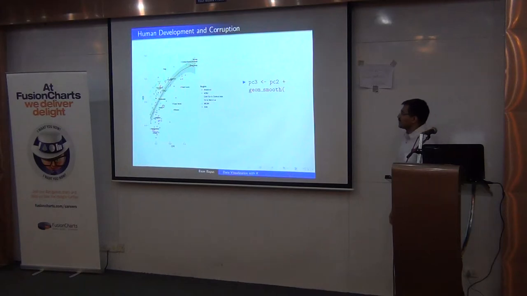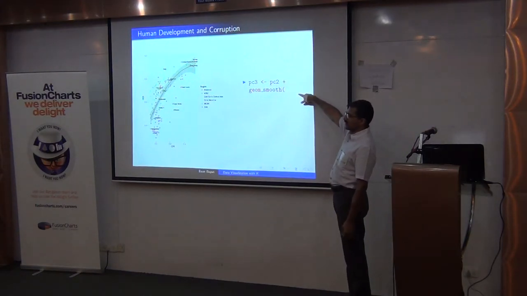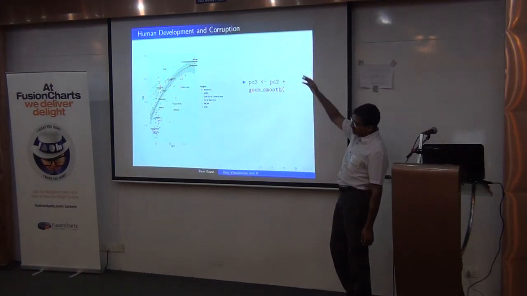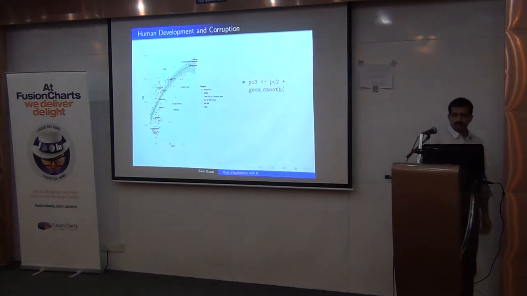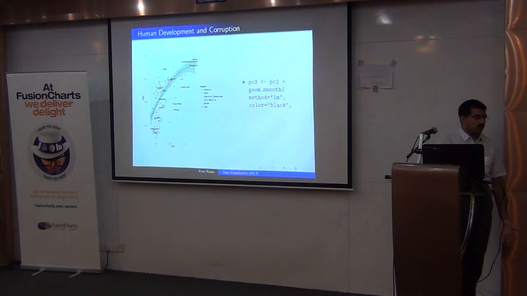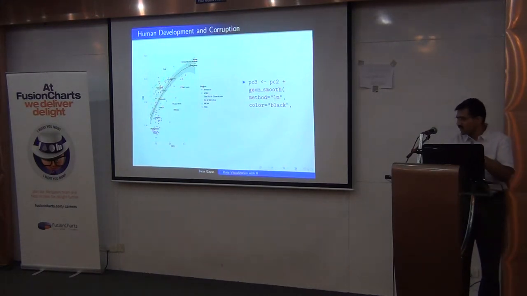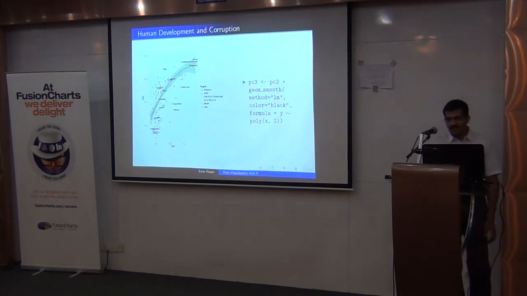Then finally, I am adding a smooth line geometry to it, which is essentially a polynomial fit. The method is linear model. Okay, so here you can actually specify what kind of methods to use. You can actually create your own function and pass it, right? Again, color in black. And the formula to be used is a polynomial of second order.